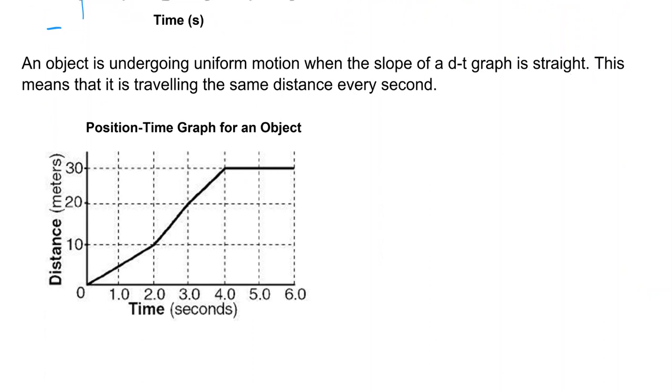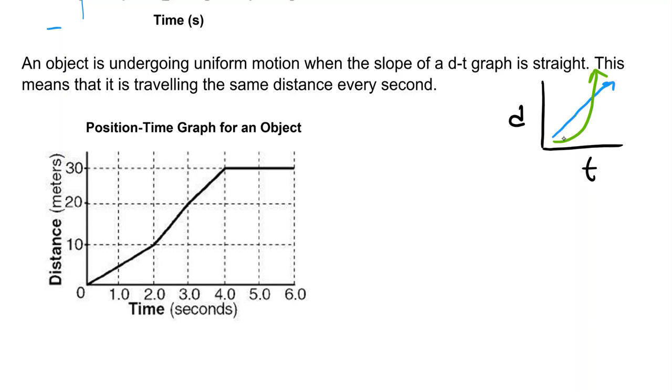So if we had a distance time graph or a displacement time graph like this, this object is traveling with uniform motion, but this object is not traveling with uniform motion. So the blue object's traveling with uniform motion. It's going the same distance every second, okay? But the green object's not.